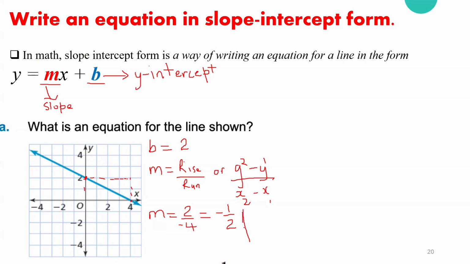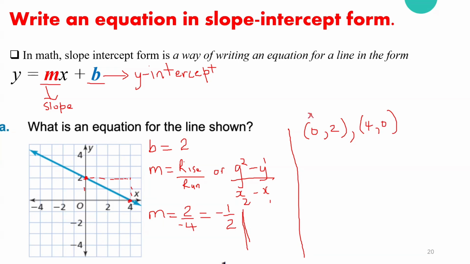Now I am going to use y2 minus y1 divided by x2 minus x1 to see if it will be the same. Again, I'm going to use these 2 points. So I am going to use my y-intercept point, and this point right here. Remember, the y-intercept is the value of y when x is 0. So when x is 0, y is 2. And my other point here is saying when x is 4, y is 0.